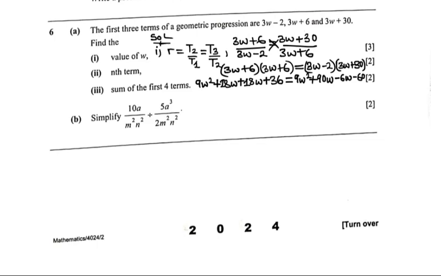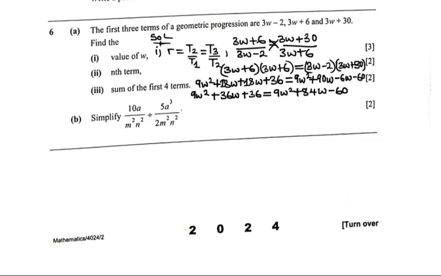On the left side, 18w added to 18w gives 36w in the middle, and we maintain 9w squared, then plus 36, which is equal to, on the right side, 9w squared, then 90w minus 6w, which gives positive 84w, so minus 60.